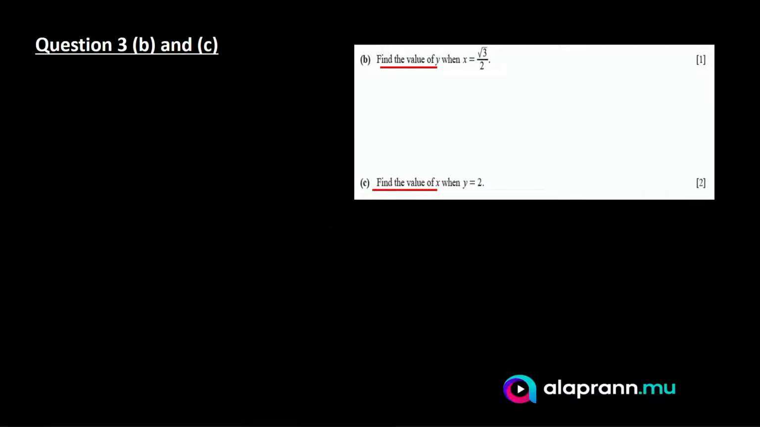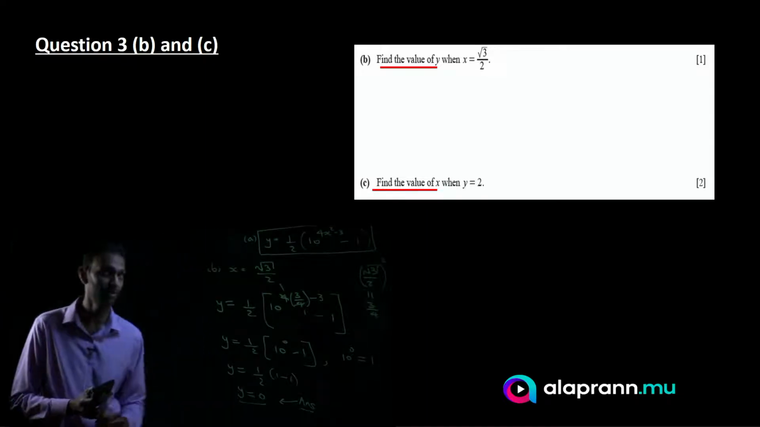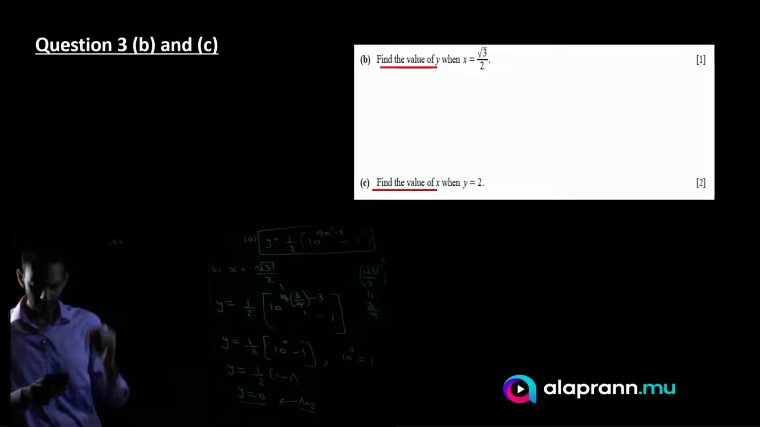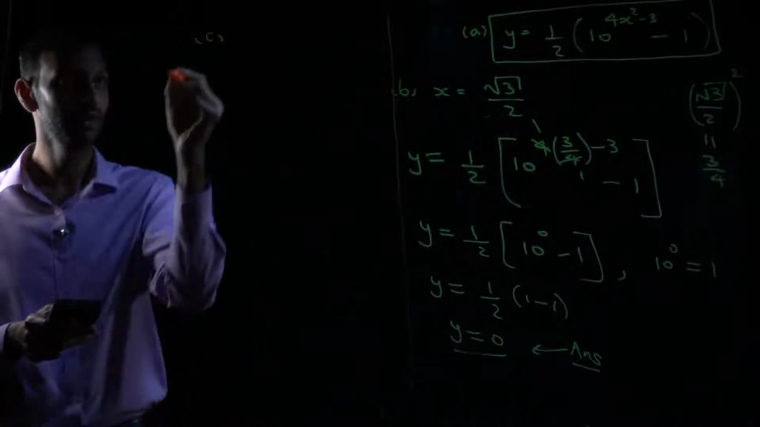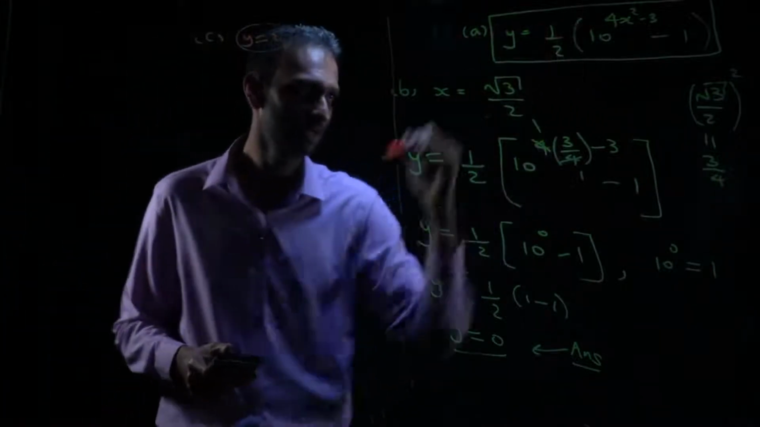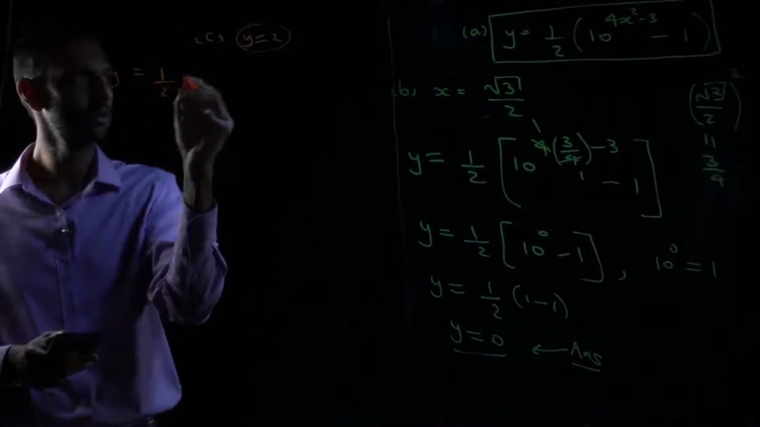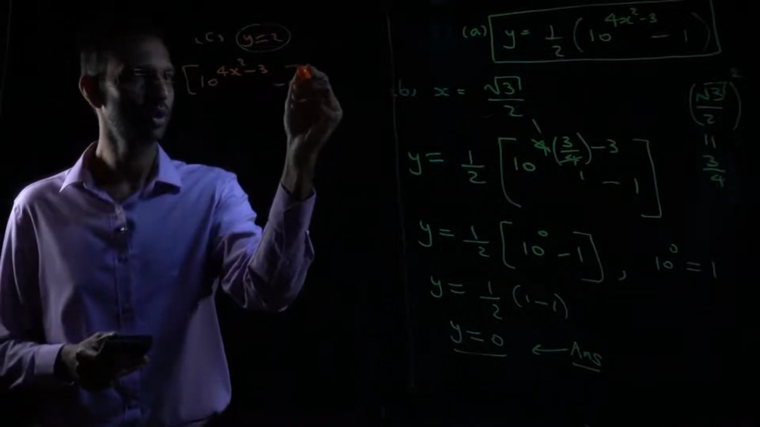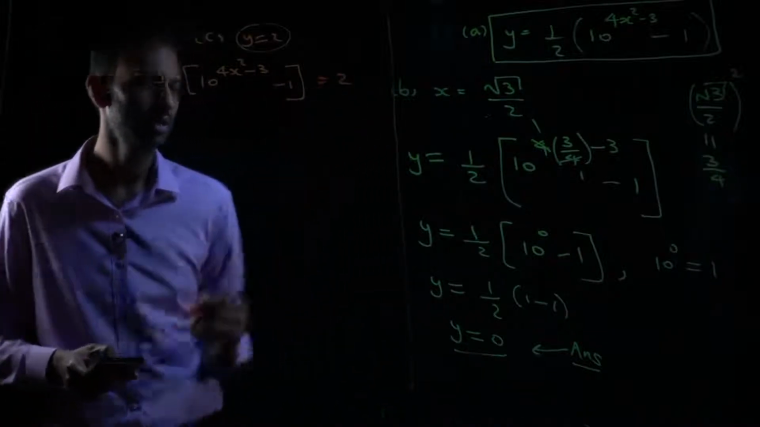Find the value of x when y is equal to 2. So in that case, I will erase that because I'll try to write it here so that you can see it. So part C means find the value of x when y is equal to 2. So let's start the problem here. y is equal to 2 in this case. So basically, we use the same equation. y is equal to, let's say, half, 10 to the power of 4x squared minus 3, minus 1, and this has to be equal to 2. So the y is 2. I can just write it here for simplicity.